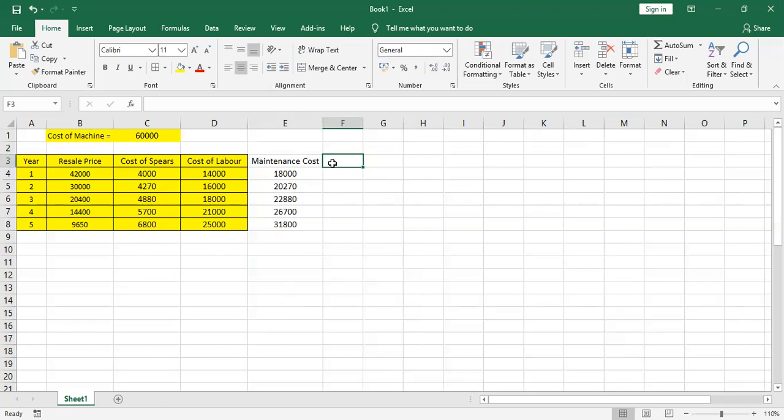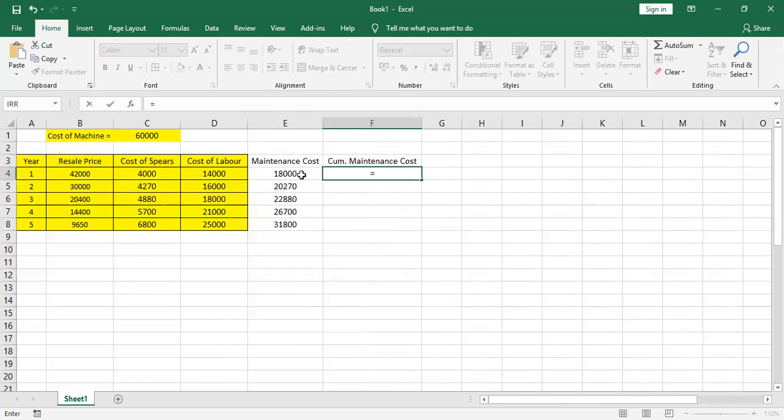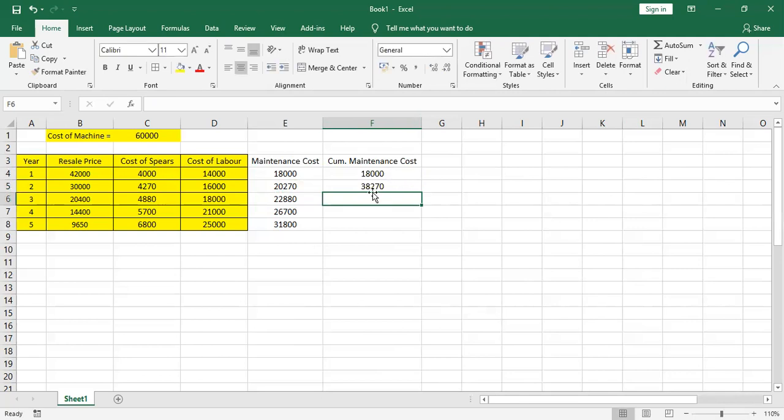And as we discussed in the previous lecture yesterday, on that basis we will calculate cumulative maintenance cost. Cumulative maintenance cost we have to calculate. That means in the first year it is 18,000 rupees. In the second year, it is 18,000 plus 20,270, that is 38,270. Now 38,270 plus 22,000.